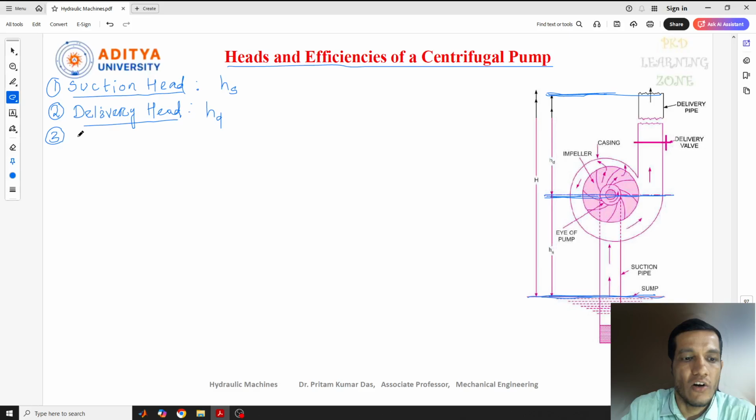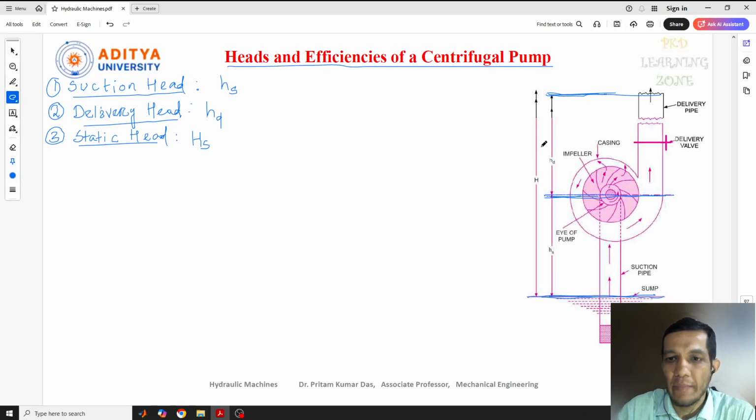The next one is called static head. The static head is denoted by capital HS. If I take the total height from the surface level of the water to the location up to which the water needs to be delivered, that distance is the static head. So we can say the static head is the sum of suction head plus the delivery head. We can write it in this way.